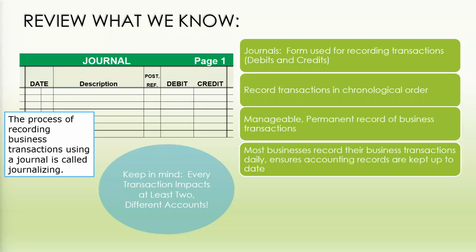But first, let's review what we learned in part 1 of journalizing transactions. The process of recording business transactions using a journal is called journalizing. Journals are a form used for recording transactions. This is where we will record our debits and our credits. Keep in mind that we record transactions in chronological order. The journal is meant to be manageable. It is a permanent record of business transactions.